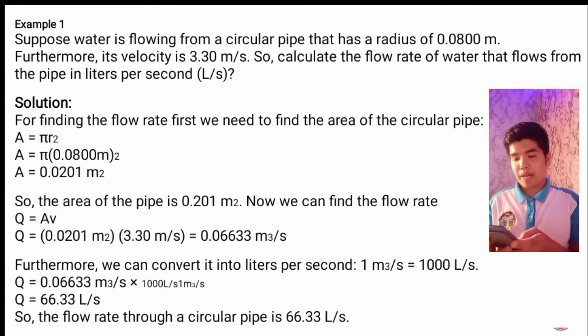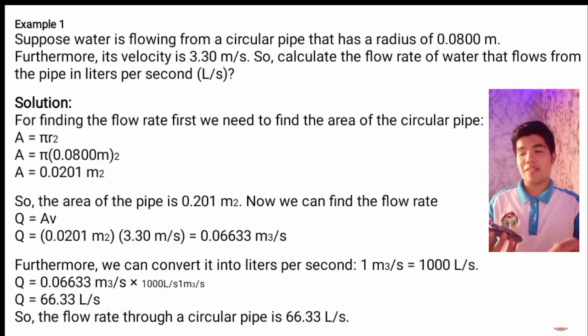0.06633 multiplied by 1,000 liter. So, lalabas dito yung 66.33. Yun na yung ating final answer. So, the flow rate through a circular pipe is 66.33 liter per second. Huwag nyo kakalimutan na i-input yung kanyang unit.